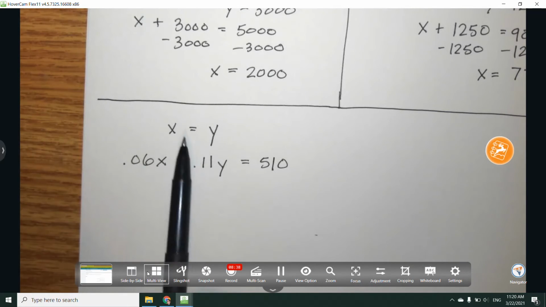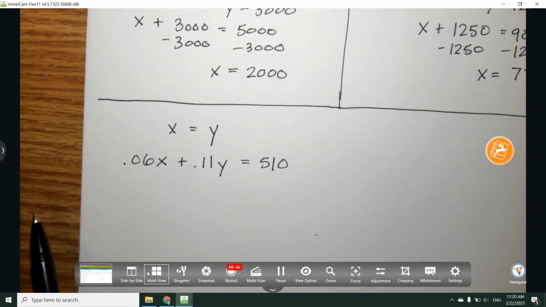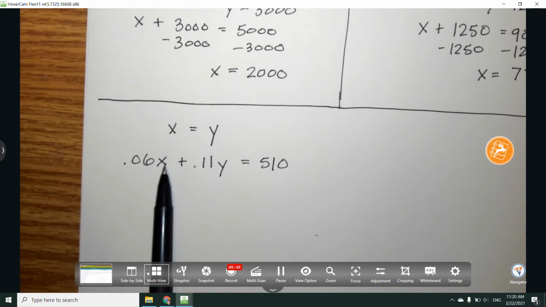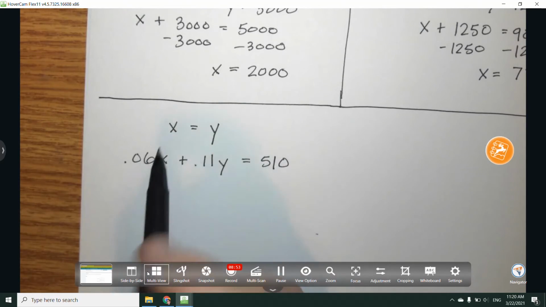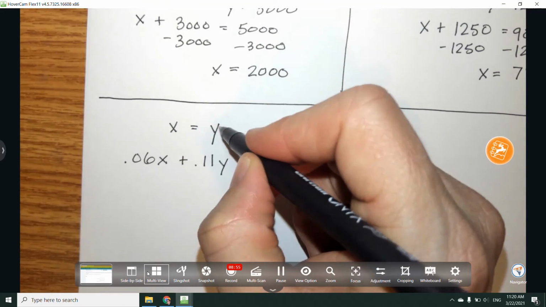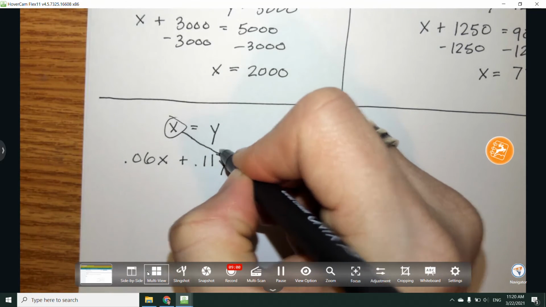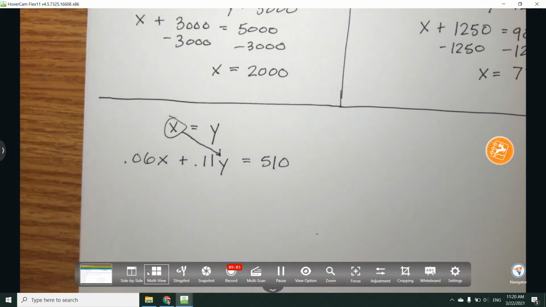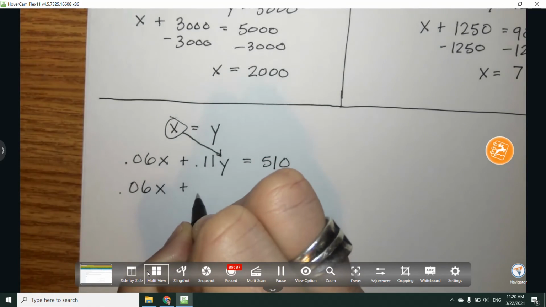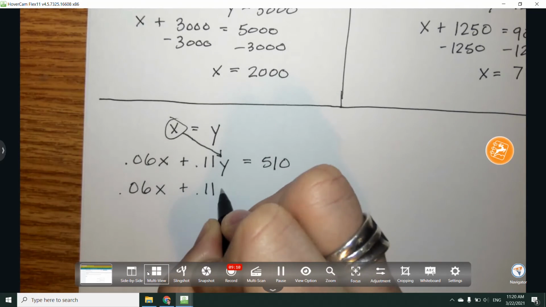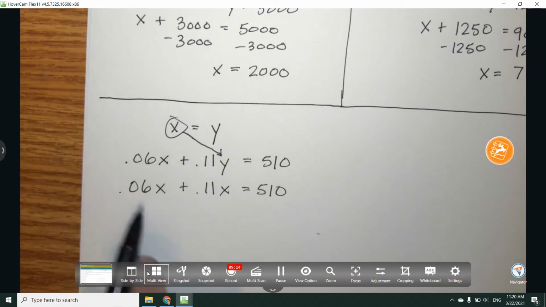So that's how we set up our first equation. Our second equation is just like we had it before: the rate times the money invested, plus the rate times the money invested, is equal to that. So basically we can substitute our X in for our Y here, because they're equal, they're interchangeable. So we're going to call this 0.06x plus 0.11x equals 510. Then we can just add these together.